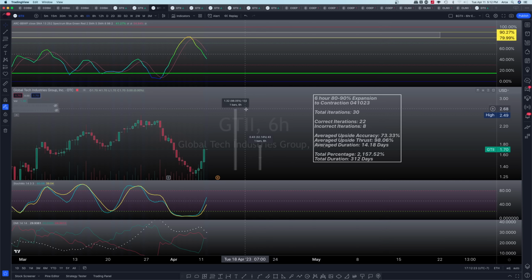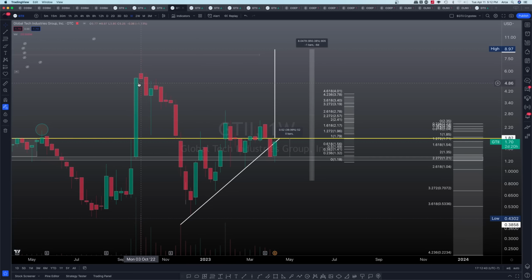So 98.06% to the upside takes us to around $2.67-ish, and thus far we have moved 32.14% to the upside, reaching that $1.78 zone that we were speaking of just yesterday. Let's move on to the next chart and see what we have, because this guy still has massive thrust, and it's still suggesting a continuation to the upside.